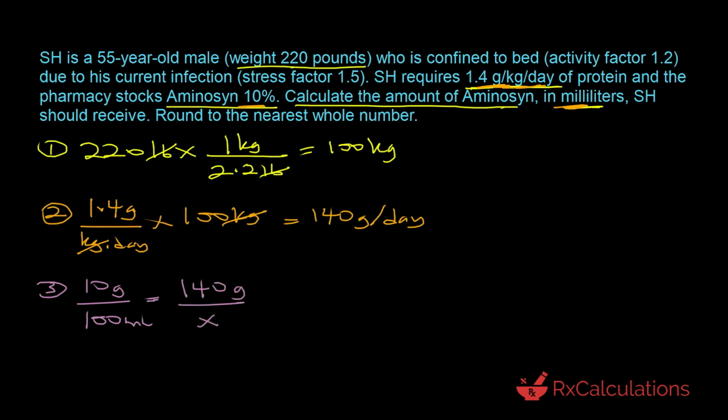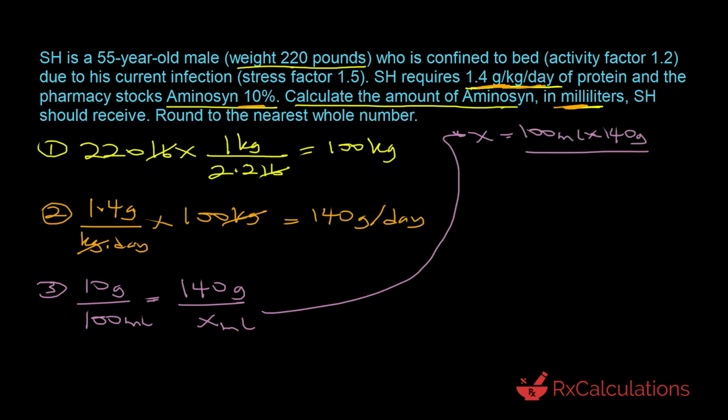So we can do a proportion. So X is going to be equal to 100 ml times 140 grams divided by 10 grams. The grams cancel out and you end up with 1400 milliliters of Aminosyn. So for these types of problems, if you are given a normalized dose, well, it's not really a dose, but a normalized quantity, you want to pay attention quickly to what the units are.